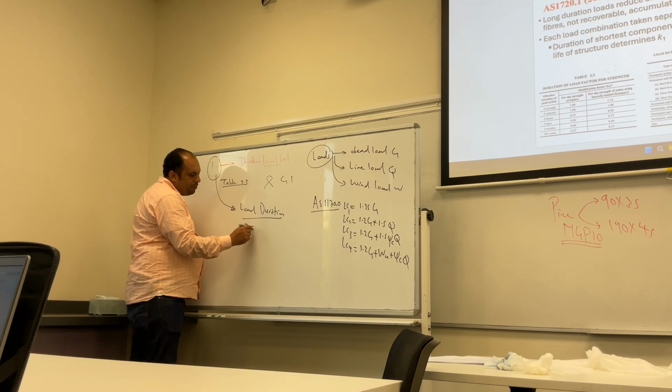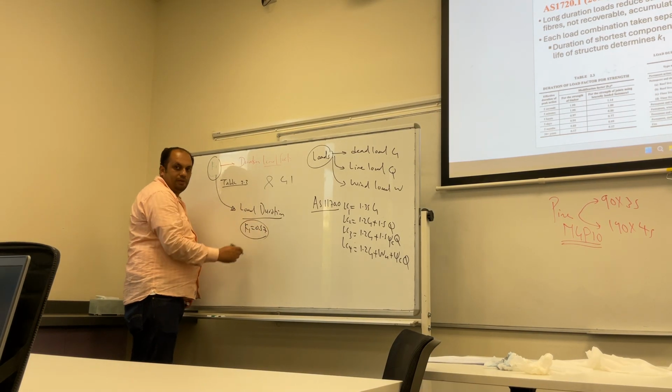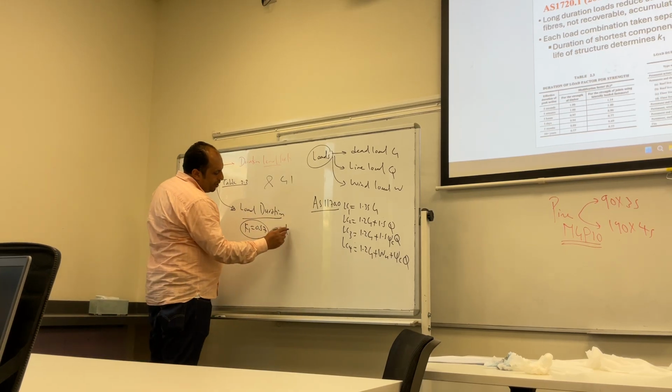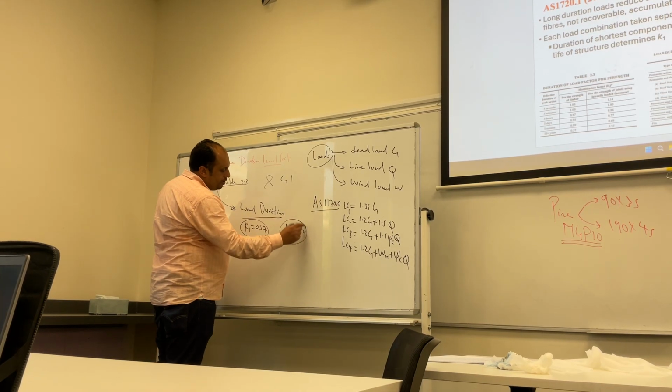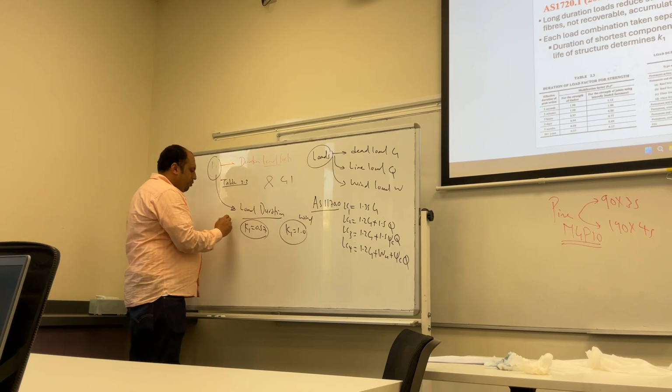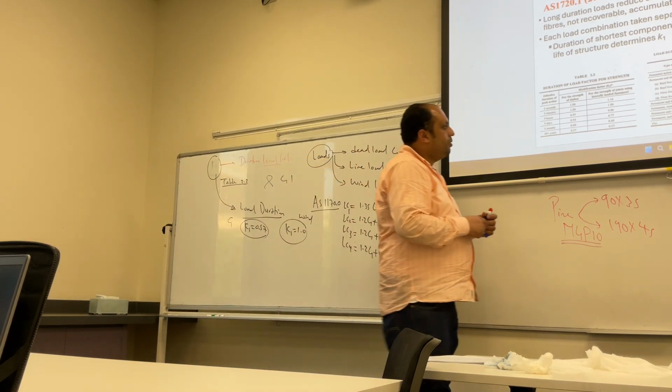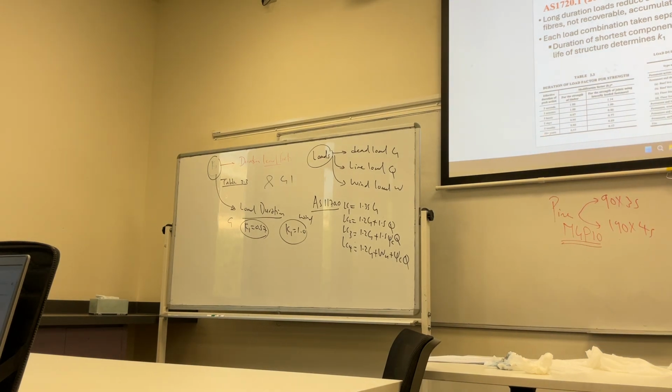So K1 minimum is 0.57 for dead load and permanent live load, and for wind it can be taken as what? 1. So for wind it is 1, and for G or dead load it is 0.57. We will see an example now to know where to use this one. This is the first factor, K1.